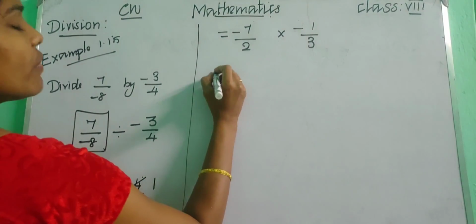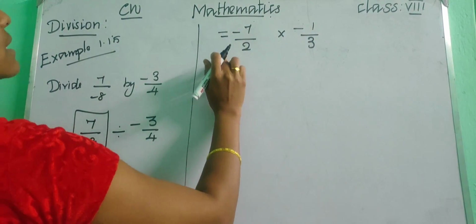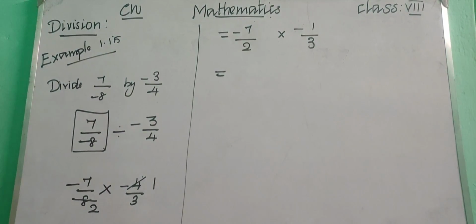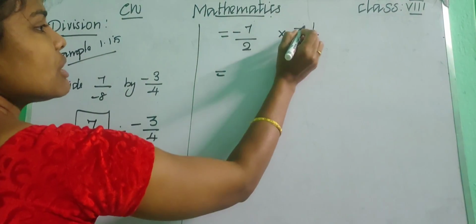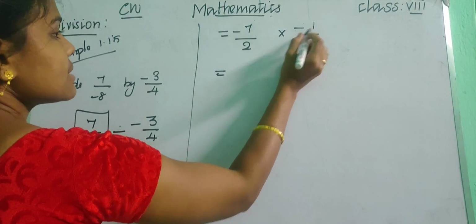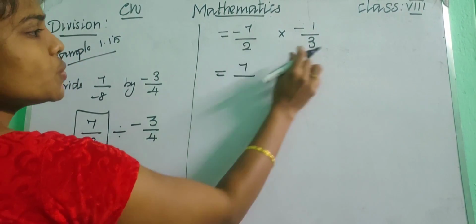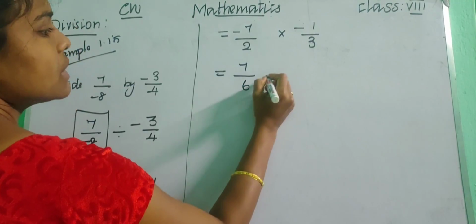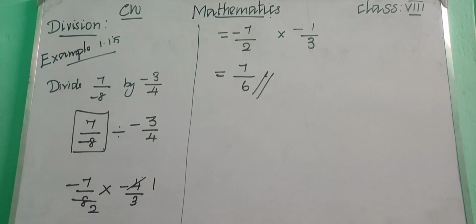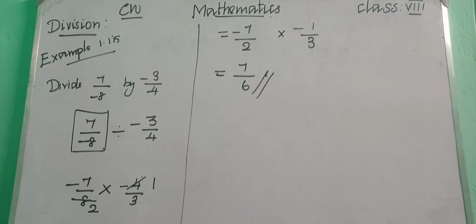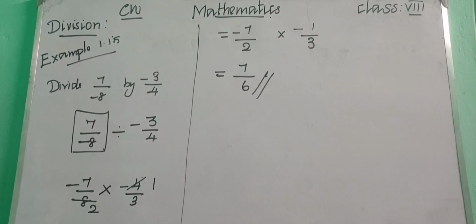Okay, children. Now we can multiply the corresponding numerators and corresponding denominators. Okay. So minus into minus, we know it is plus. Okay. So 1 7 is 7. 2 3s are 6. Okay. So what is the answer? The answer is 7 upon 6. Okay, children. You can copy it in your notebook. Simply, if you didn't complete it, just pause the video and write. Okay. So let us try the sum in page number 16. So let me rub this.